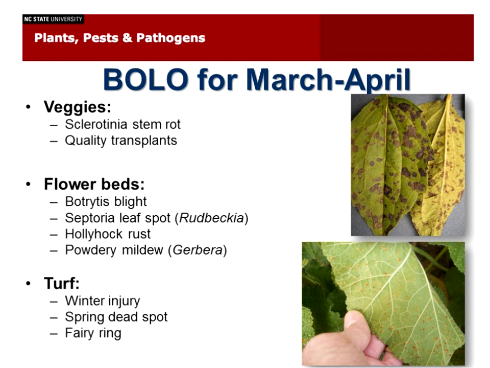In the flower beds, might be still some botrytis blight, and we'll start seeing our Septoria leaf spot on black-eyed Susan and hollyhock rust. Both of those are illustrated there on the right, as well as powdery mildew on gerbera. In turf, winter injury will be something to look for. Spring dead spot, as the name implies, and fairy ring just about any time of the year.